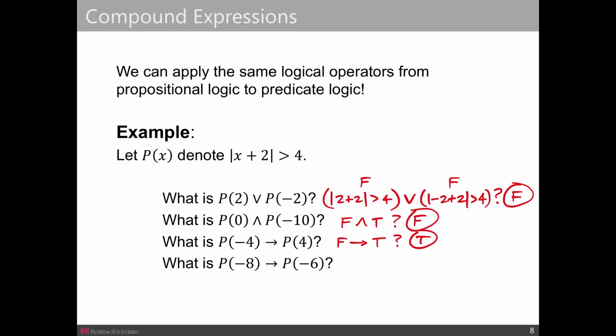And then the last one here. So we've got P at negative 8. The absolute value of negative 8 plus 2 is going to be 6. So that's true. It's greater than 4. And then negative 6 plus 2, the absolute value of that is 4. That's not greater than 4. So we have if true then false, that outcome becomes false.